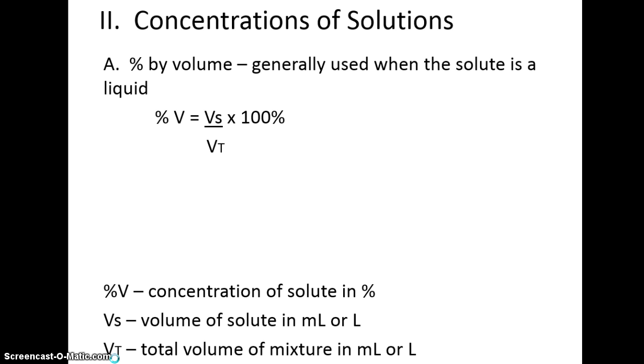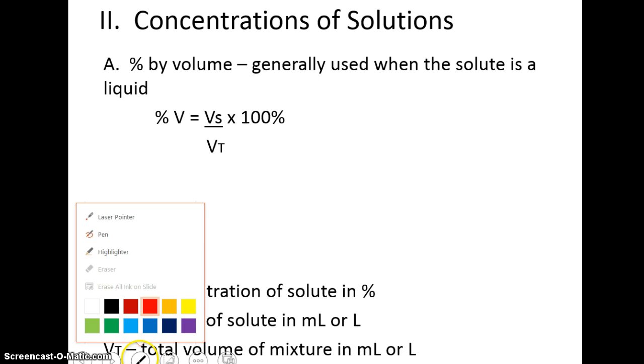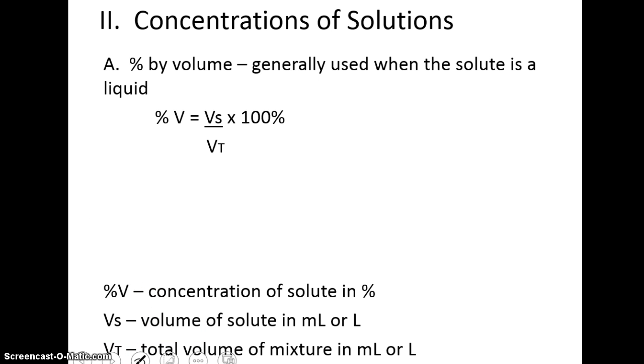The percent V is the concentration of the solute in percent. Vs is the volume of the solute in milliliters or liters. Vt is the total volume in milliliters or liters. And I will help rearrange it for you. You will only need to solve it also for Vs. So I'm going to start by rewriting the equation so we can manipulate it.